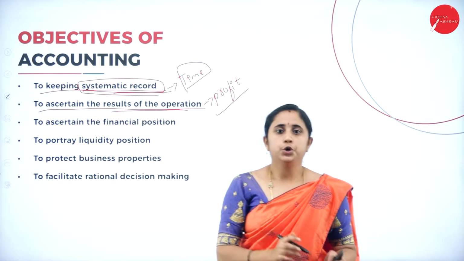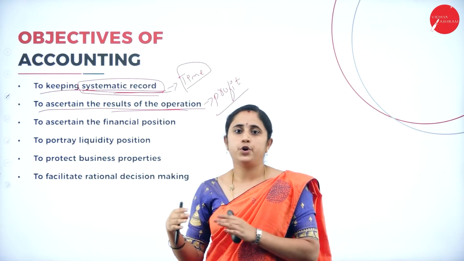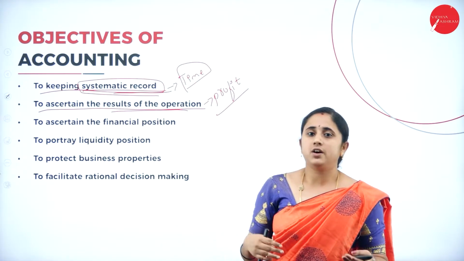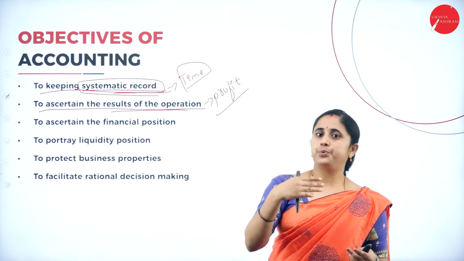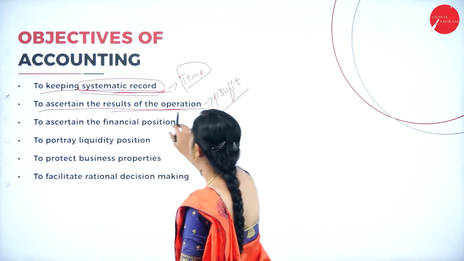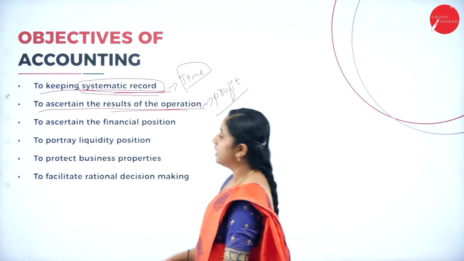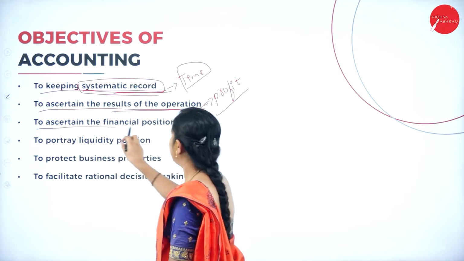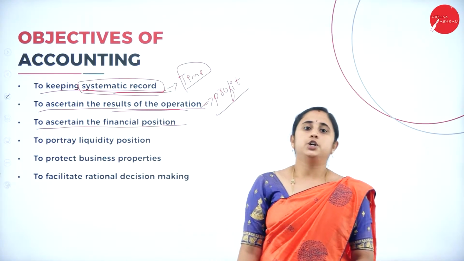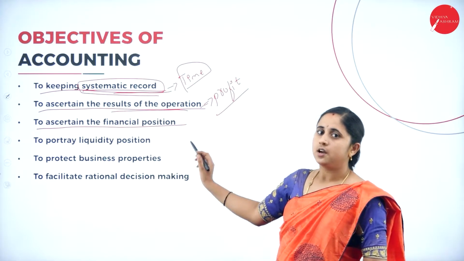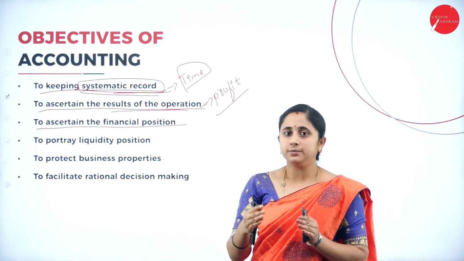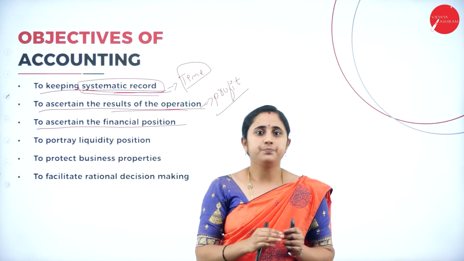It helps to ascertain what is the reason for losses or what all the measures they can take to improve their profit. It ascertains the results of the operations. Next, to ascertain the financial position. It not only ascertains the results, but it also portrays the financial position of the concern.